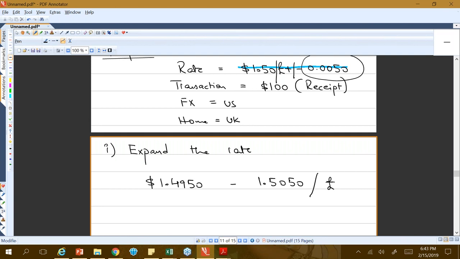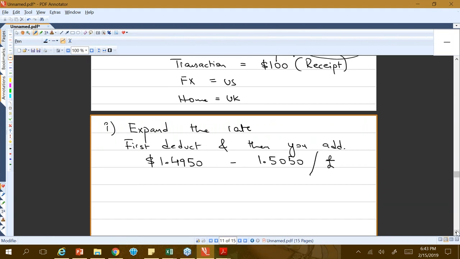This is the expanded rate. First we deduct the spread and then we add the spread. So the expanded rate is now 1.4950, 1.5050 per the pound.